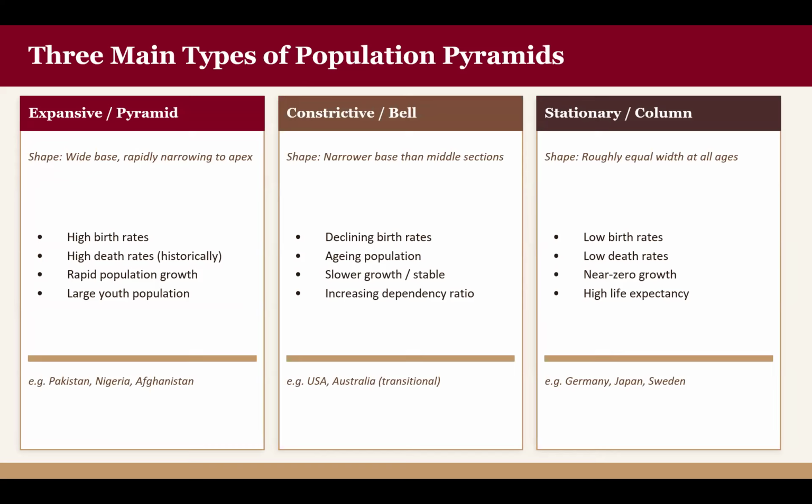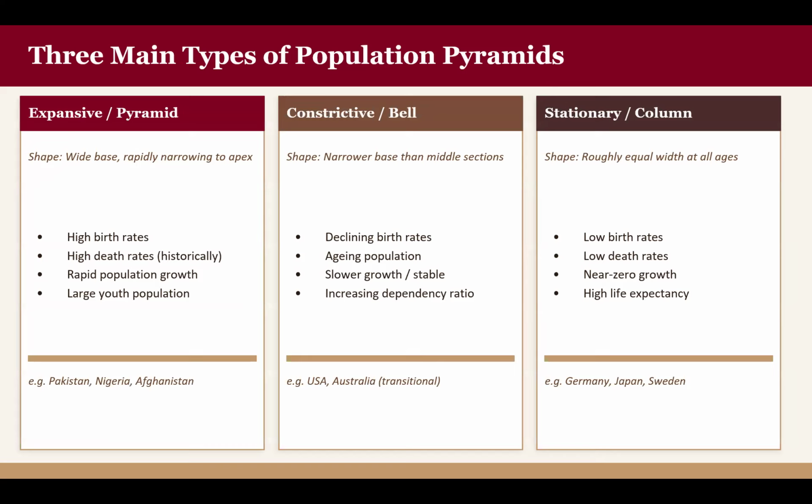So there are three main types of population pyramid. We have the expansive pyramid, which has a wide base rapidly narrowing to the apex, which represents high birth rates, high death rates historically, rapid population growth, and a large youth population. For example, Pakistan, Nigeria, Afghanistan, and so on.